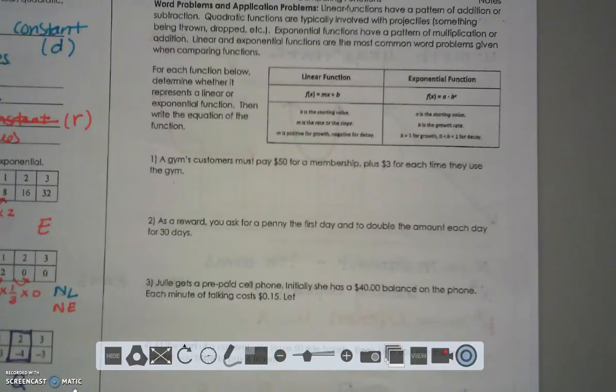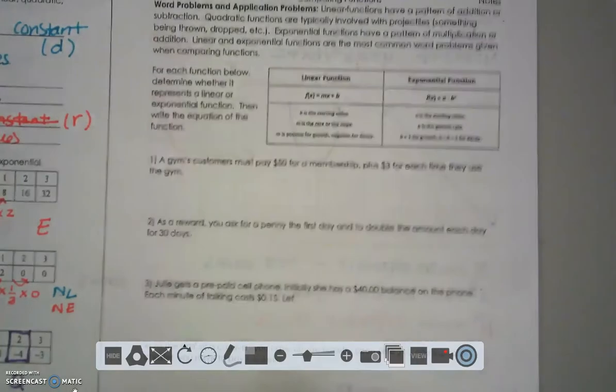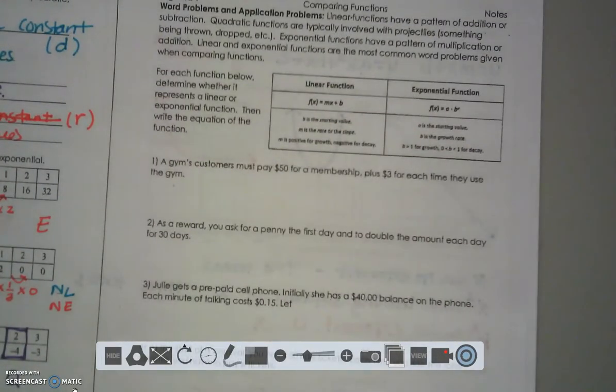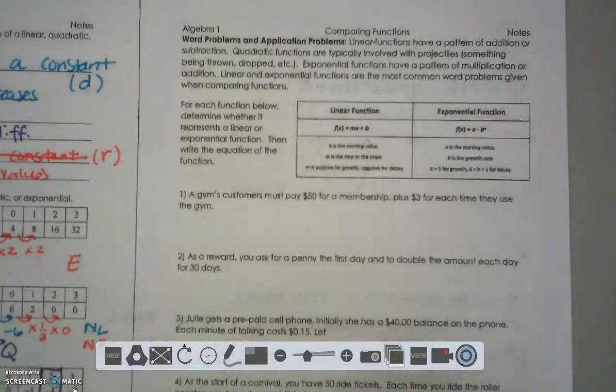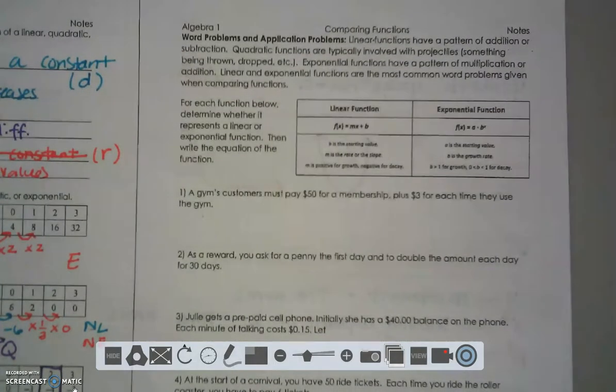After we recognize what kind of equation we have, we need to be able to write those equations. So we're going to start writing those equations from the word problems that we see here. Typically, when we write equations from word problems, I'm going to say 99% of the time, you're going to write a linear or an exponential function.